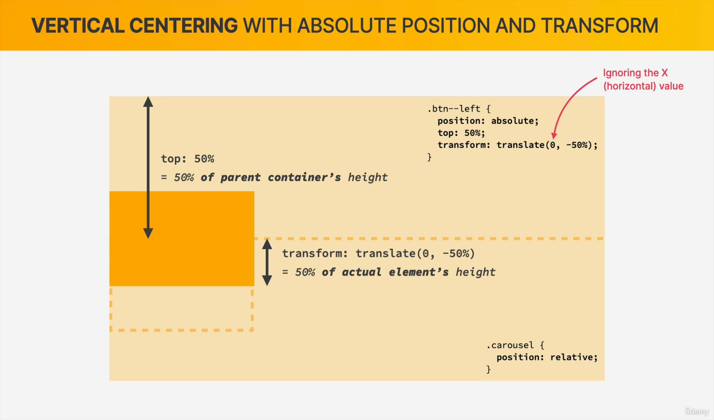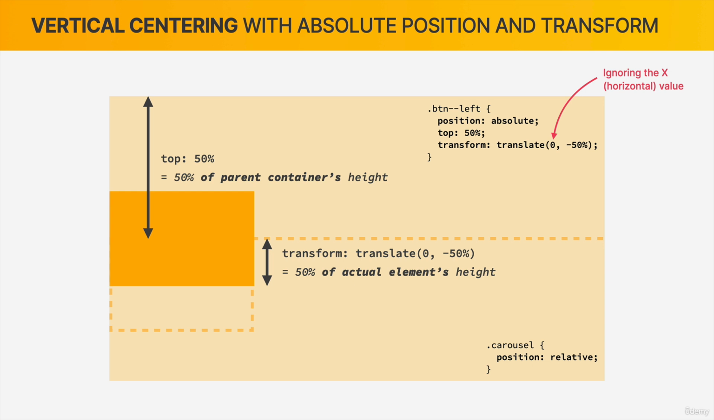And again, these 50% here in the transform property are actually 50% of the actual element's height, so not of the parent container's height. And that is completely different, okay? And so the result of doing this is that now the element will be exactly centered vertically.